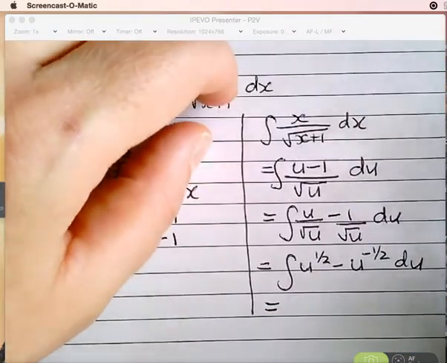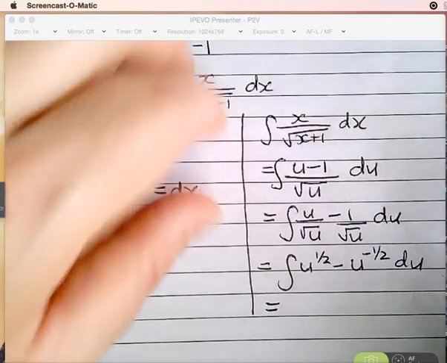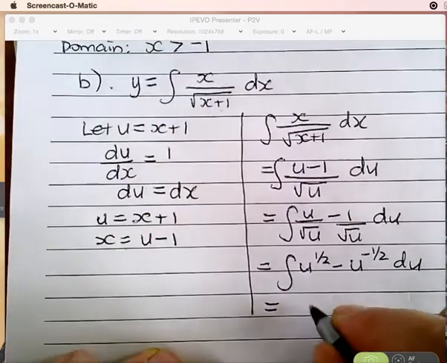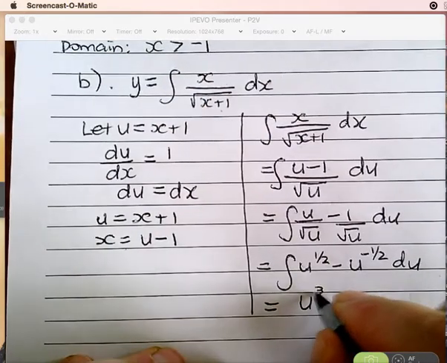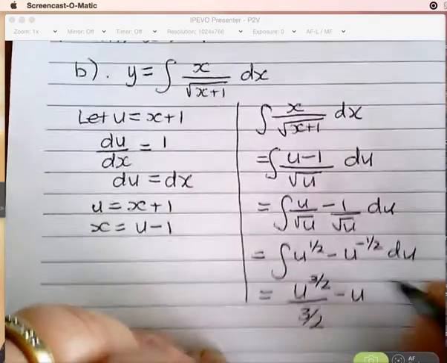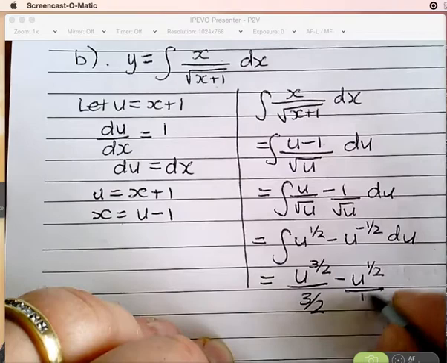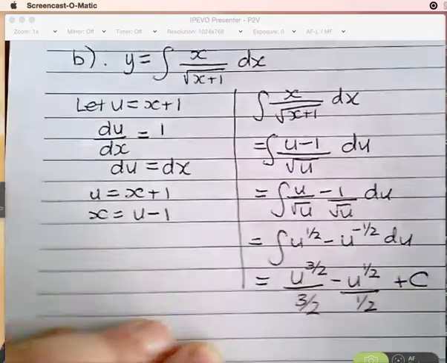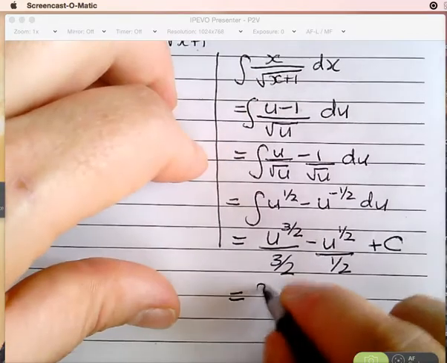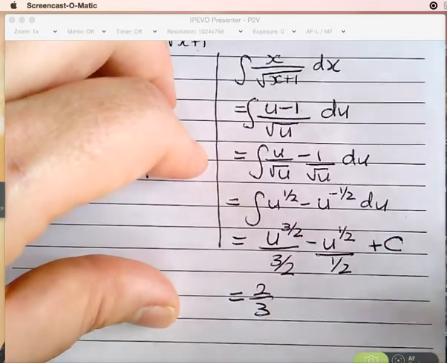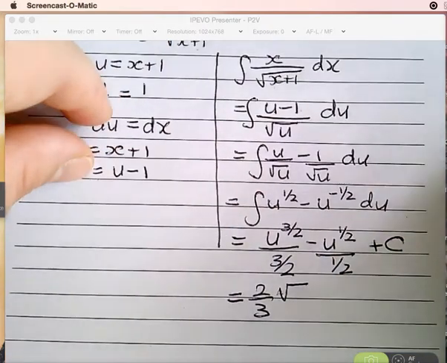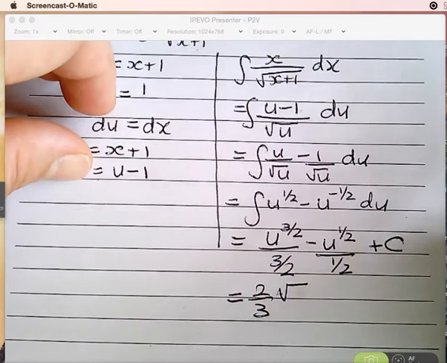Girls, u is root x plus 1, so x is u squared minus 1, and u is root u times root u. All right, what do you get? u to the 3 on 2 over 3 on 2, minus u to the half over a half, plus c, which is, what do you do now? 2/3. Yep. See how before you started integrating, if they're the same base, can't you just add the powers?